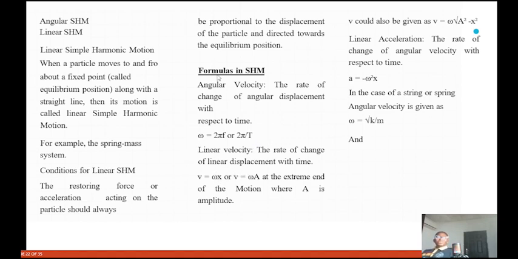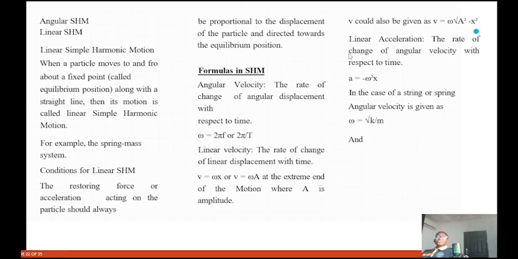Then v, what is the relationship between angular velocity, velocity of a body moving in a circular path or undergoing an oscillatory motion, and the linear velocity? We've achieved this in the previous sessions, which is v equals omega a. Remember how we achieved this? This is v maximum, when the mean position is 0. So at the extreme end of the motion, where a is amplitude, v could be given as this, where they explained this when there's a displacement. But when x is 0, that's when v is maximum, v will be equals to omega square root of a square.